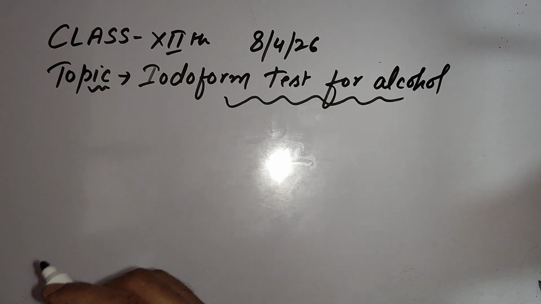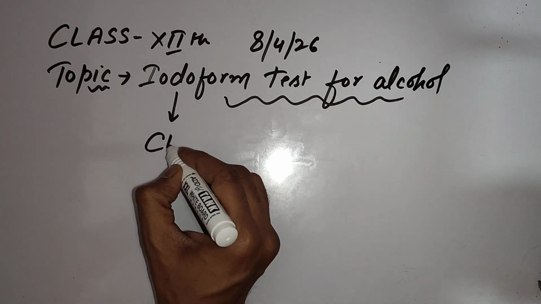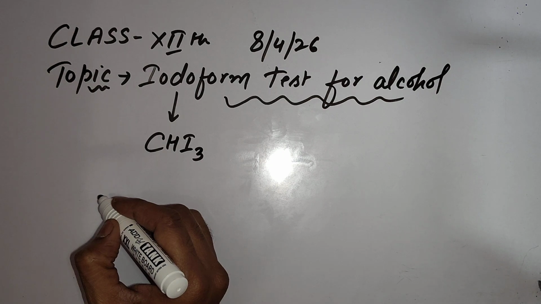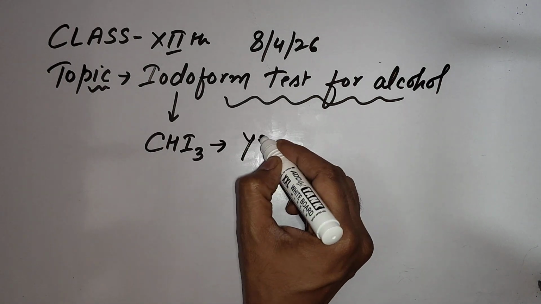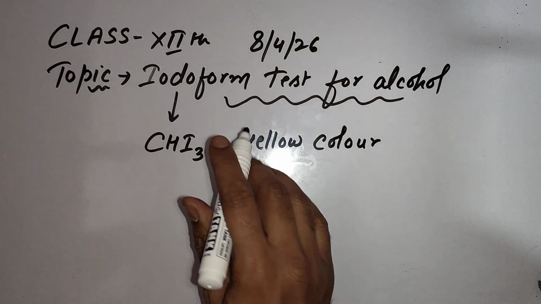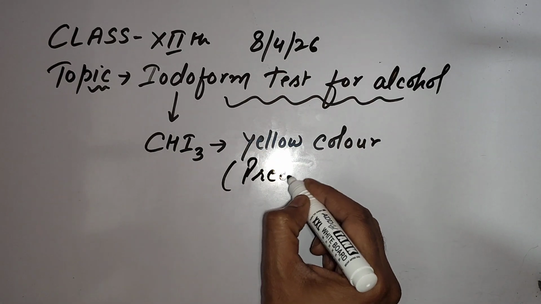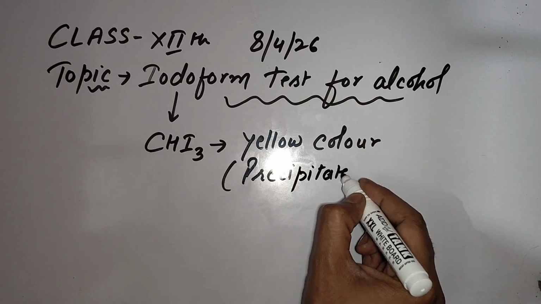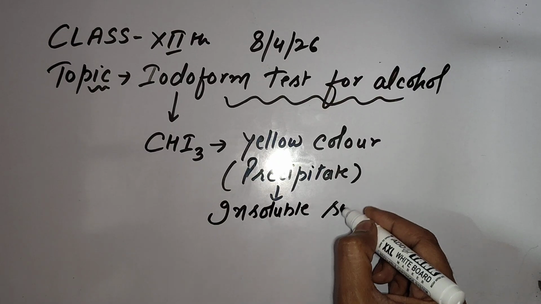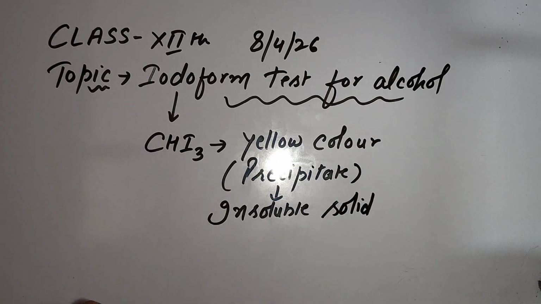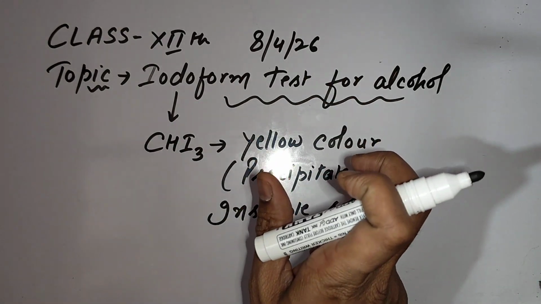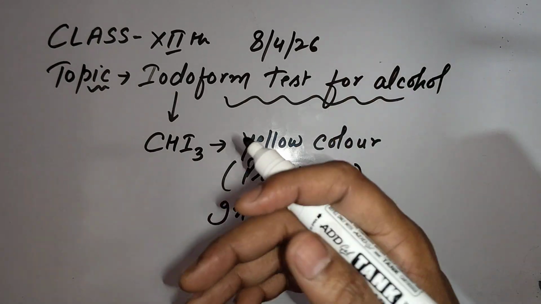First we need to understand what iodoform is. The chemical formula for iodoform is CHI3: carbon with hydrogen and 3 iodine atoms. It's a yellow colored substance which will be generated in this test as a precipitate. Precipitate means insoluble solid particles which settle down in a test tube after the reaction. So in this test, these yellow CHI3 precipitates will be generated. That's why the name is iodoform test.